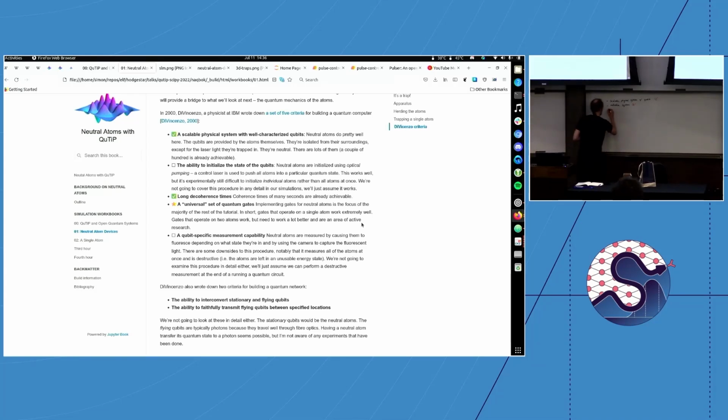Okay, so the next thing that one needs is long decoherence times. Decoherence is the technical term for losing your quantumness to the environment. The decoherence program was probably one of the first really big successes of open quantum systems, showing that this happens quite generically. Maybe we'll put a double tick there. So it's good.